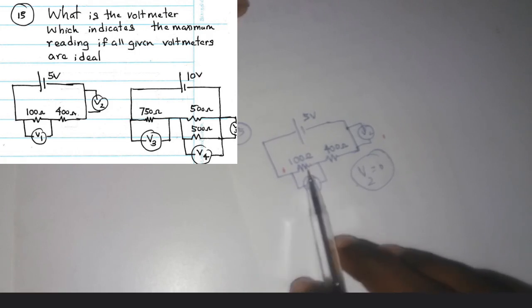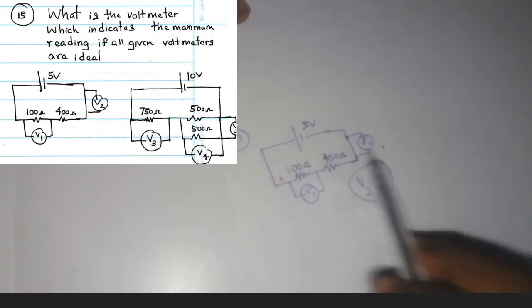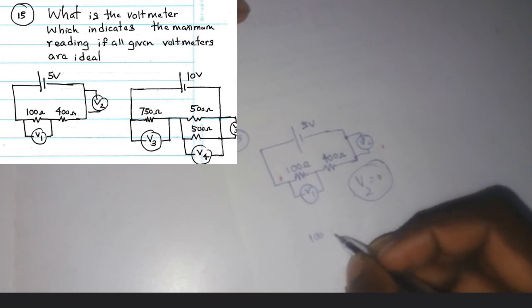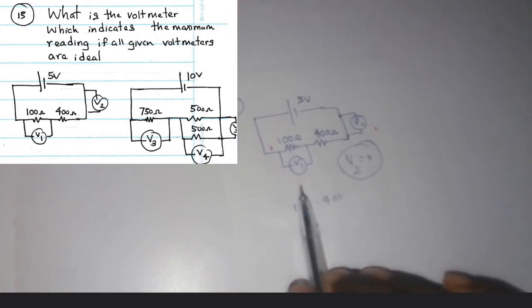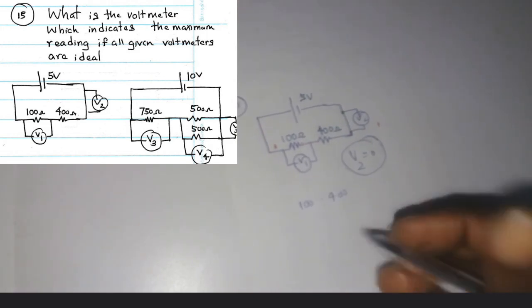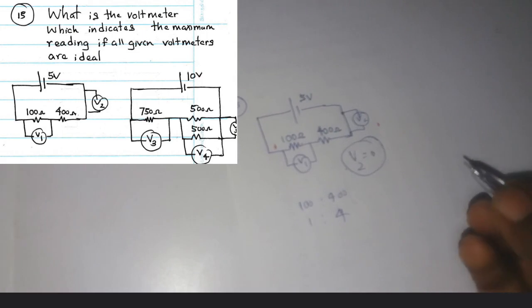So that means the potential drop across the 100 ohms, right? So I'm going to apply the resistance ratio method. The 100 to 400 resistance ratio has to be equal to the voltage ratio. So it's a 1 to 4 ratio.